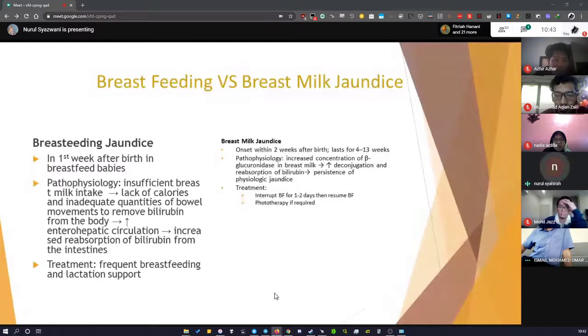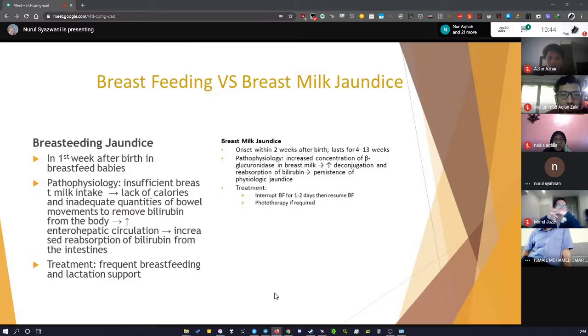For breast milk jaundice, it usually occurs within 2 weeks after birth and lasts for 4 to 13 weeks. It is usually caused by increased beta glucuronidase in breast milk, leading to increased deconjugation and reabsorption of bilirubin, so it makes the physiologic jaundice persistent. For the treatment, we need to interrupt breastfeeding of the baby for 1 to 2 days and then resume breastfeeding. And if required, we need to do phototherapy to the baby.